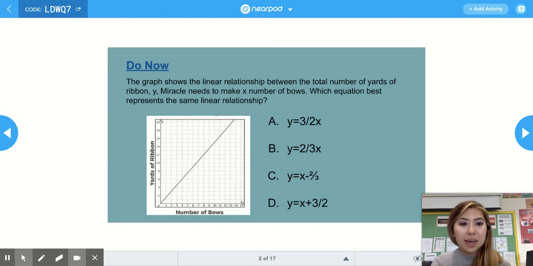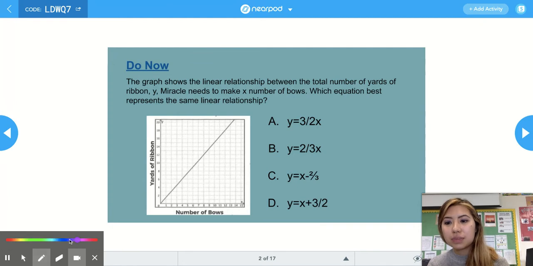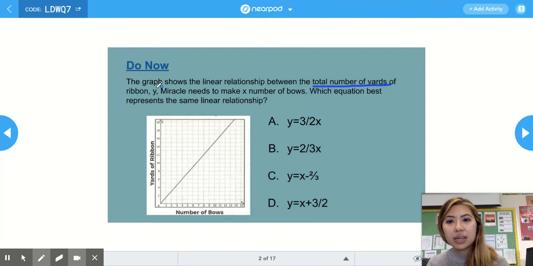Welcome to today's math lesson on writing equations in the form of y equals mx plus b from tables. Our do now reads, the graph shows a linear relationship between the total number of yards of ribbon y Miracle needs to make x number of bows. Which equation best represents the same linear equation?